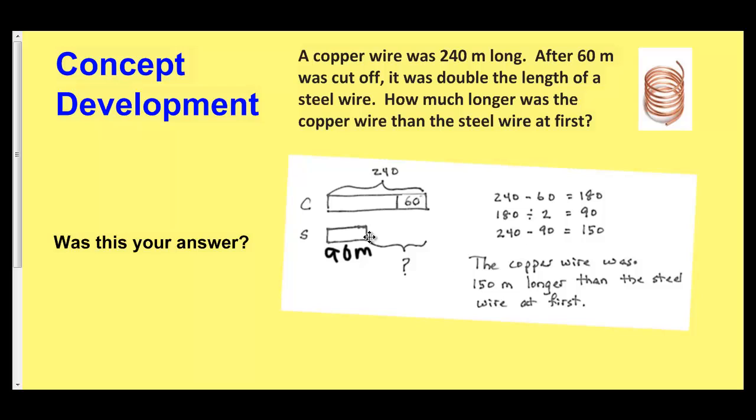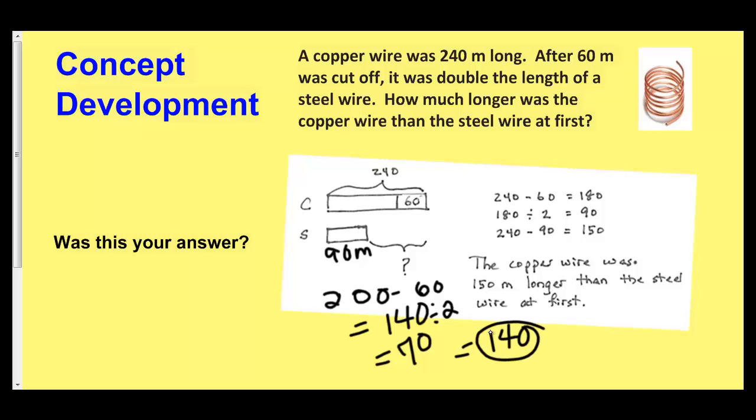Okay, so if I wanted to check this for reasonableness, I could say that the copper wire was about 200, and I'm going to go ahead and take off 60, and I'll tell you why. Because that's going to leave 140, and I know that 140 can be divided in half, equals 70. So that would mean that the steel wire was about 70. So if I took 200 minus 70, that would give me about 130, which is really close to my answer. So that tells me that answer is pretty reasonable.